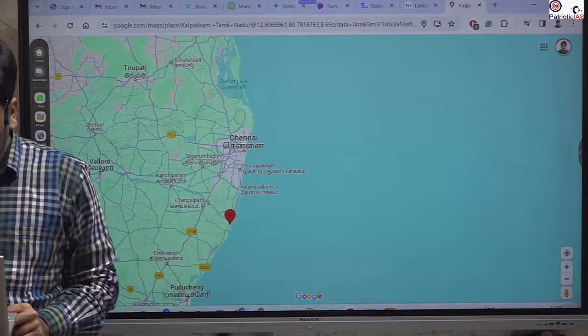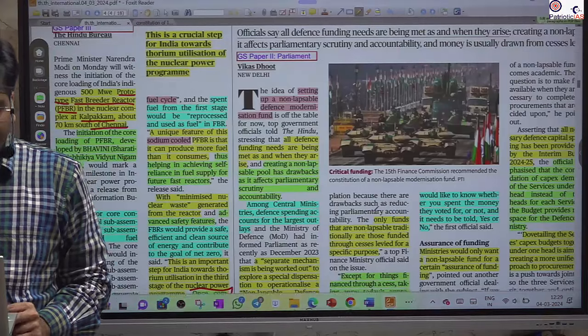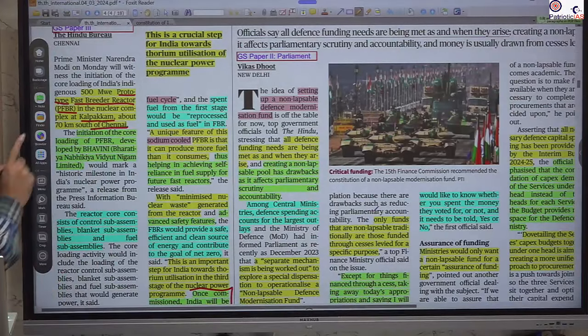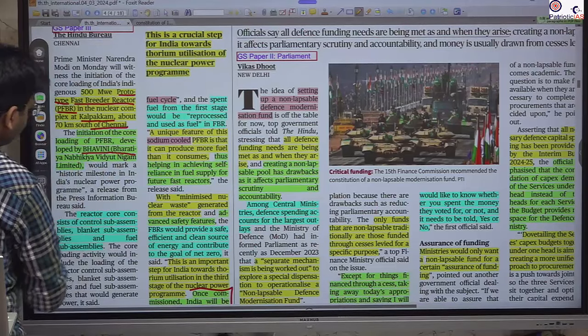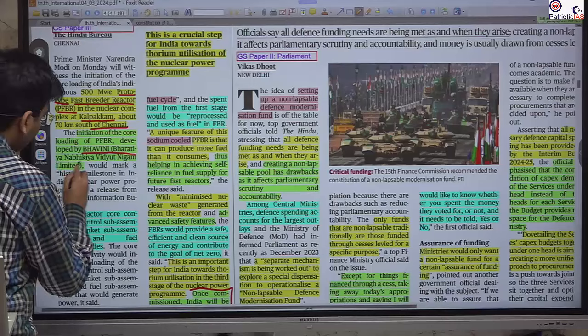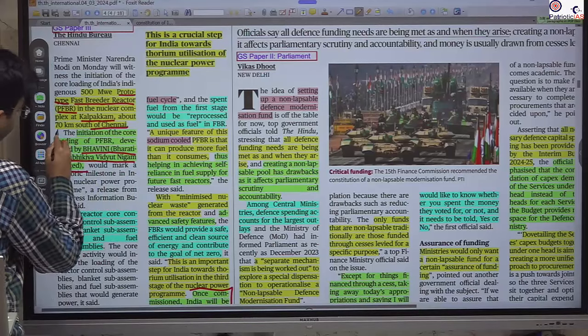Besides that, you should know the organization that is constructing this reactor. The name of this is BHAVINI. BHAVINI means Bharatiya Nabhikiya Vidyut Nigam Limited. So please remember this as well.